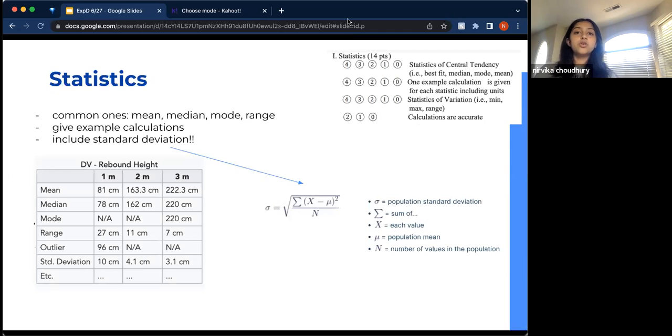Just make sure before you go into this event that you know how to calculate that, because it's a really good bonus. Okay. Moving on.